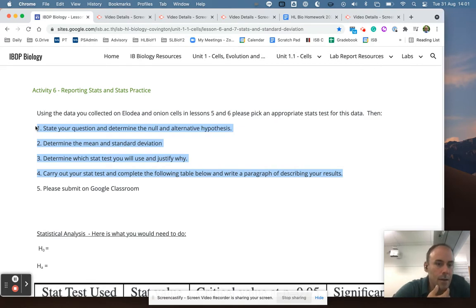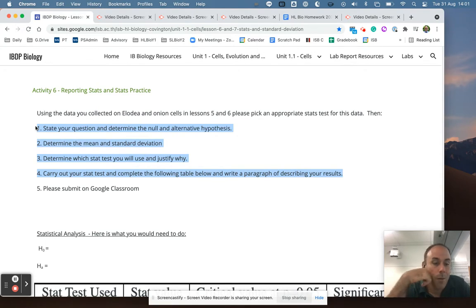So first, state your question and determine the null and alternative hypothesis. What are you looking for? Is there a statistically significant difference between Elodea and onion cells? And then what would your null hypothesis be? Which is no difference, versus your alternative: there is a difference. Obviously, said a little bit differently.